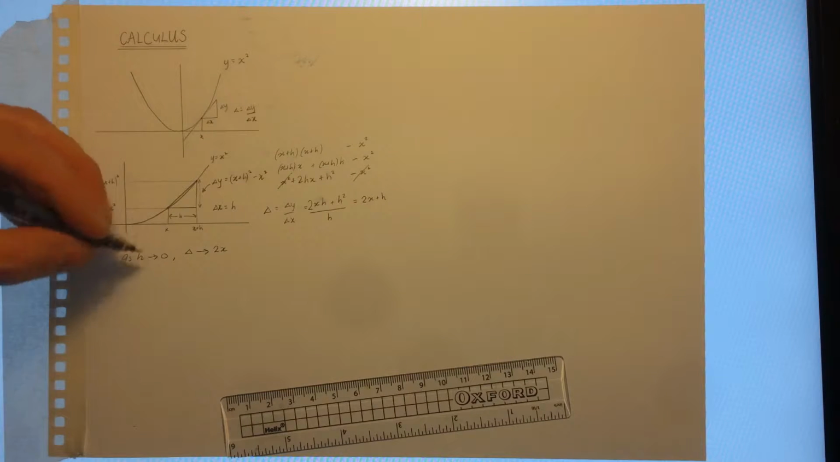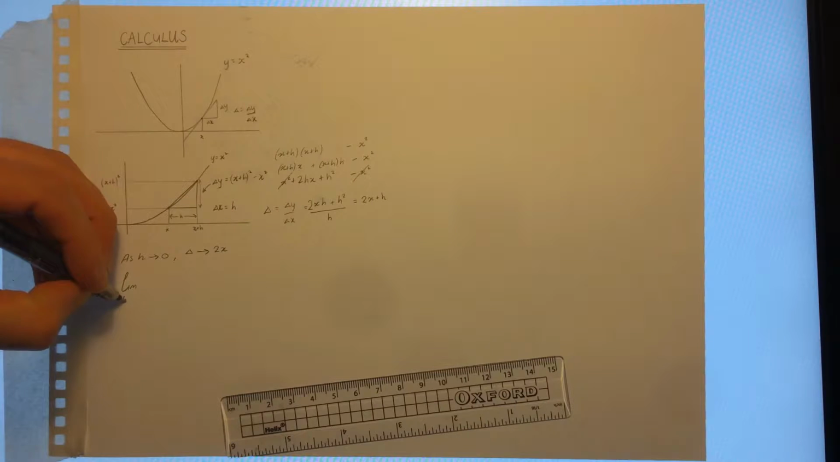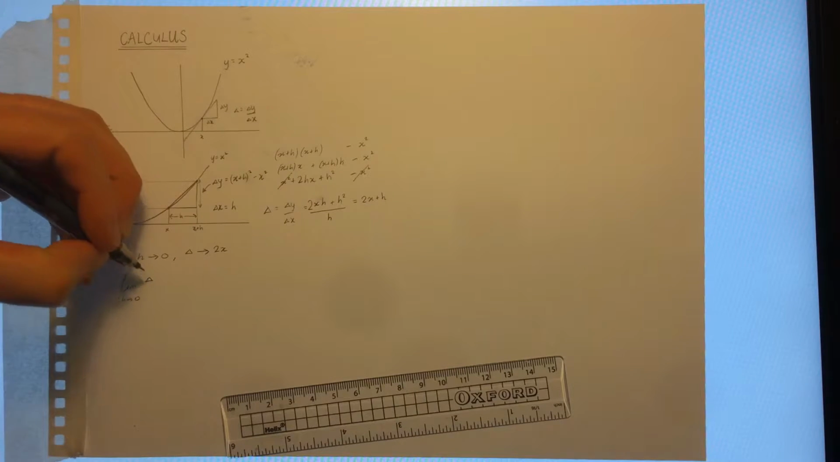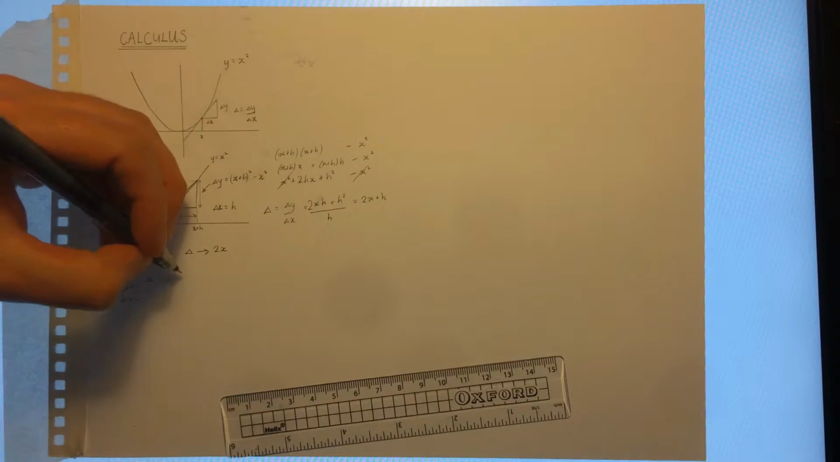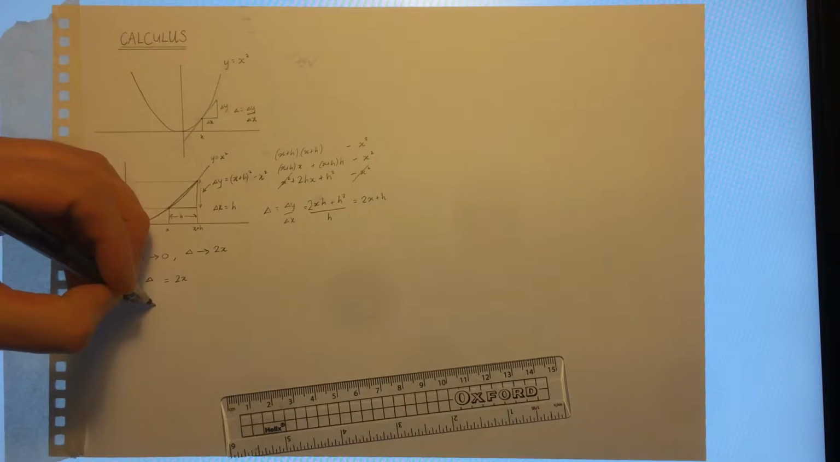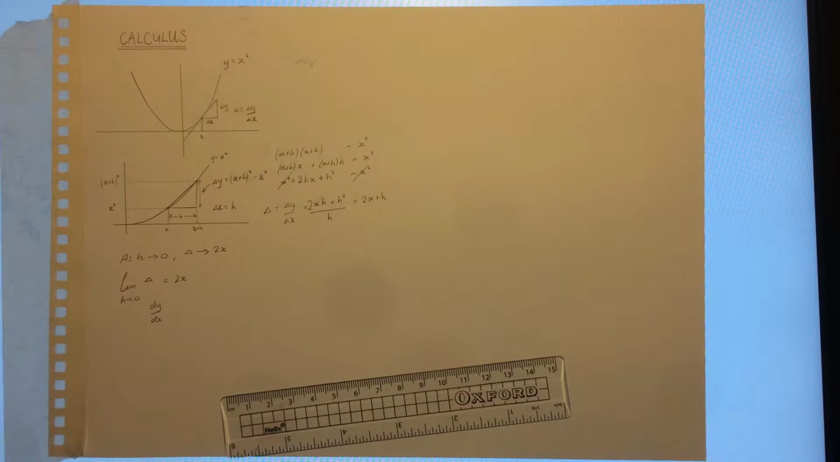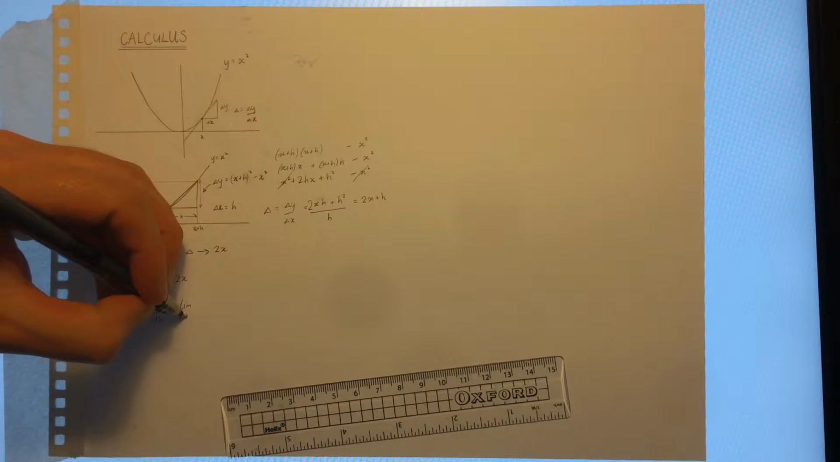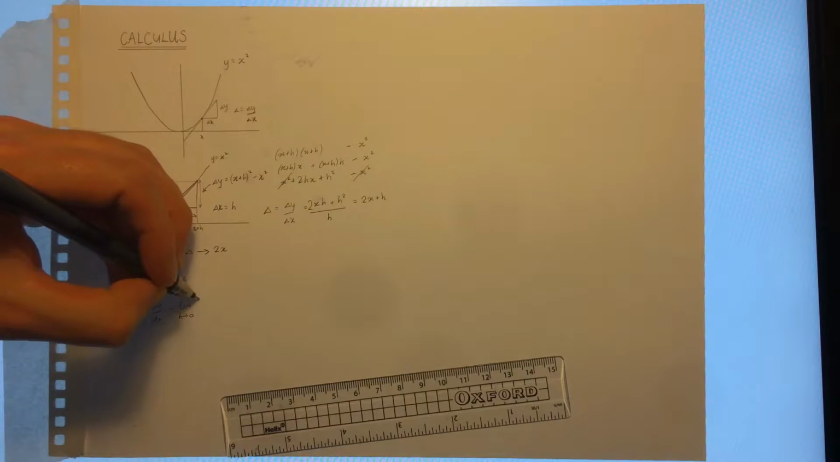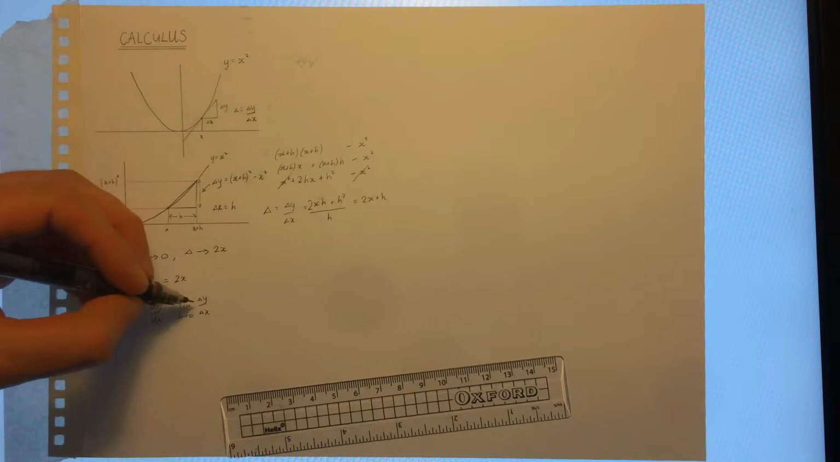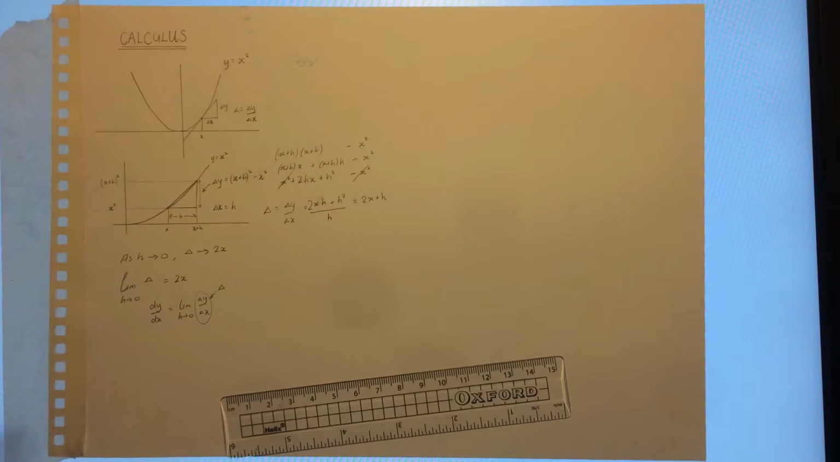So in the limit as h tends to 0 of our slope is equal to 2x. And we can also write this as dy by dx, which is the limit as h tends to 0 of change in y over change in x. Otherwise known as our slope.